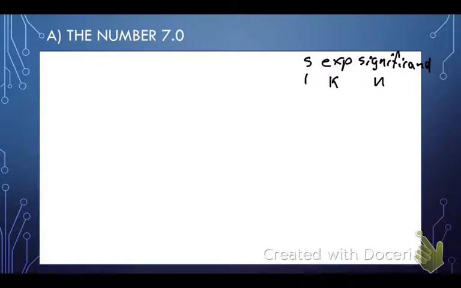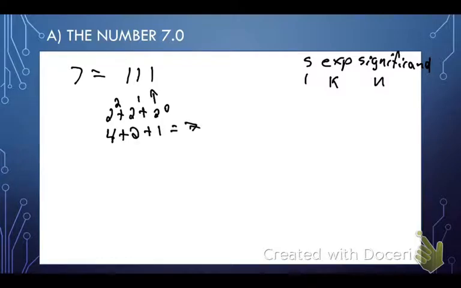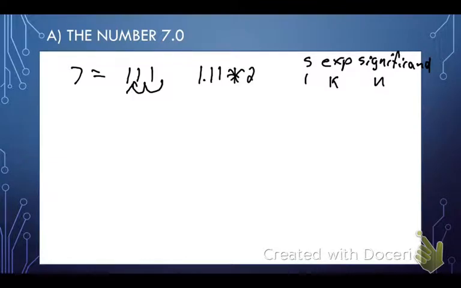So let's look at this. First, the number 7. Well, 7 is equal to 1, 1, 1, right? We have 2 to the 0 plus 2 to the 1 plus 2 to the 2. 4, 2, and 1 equals 7. Okay, so we know that's what the bits would be, the integer value. How do we make this a floating point value? Well, remember that we first move that binary point, so that we have 1.11 times 2 to the 2nd power.